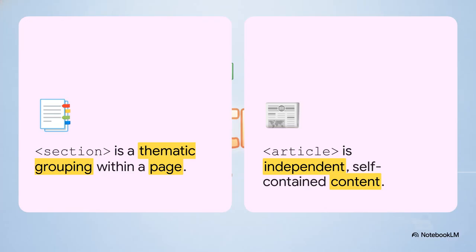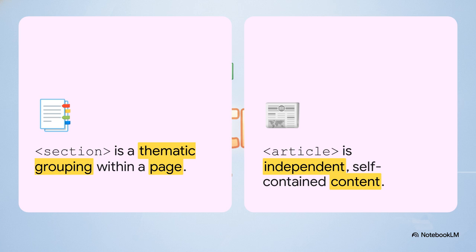So let's address a really common point of confusion directly: the difference between a section and an article. They seem kind of similar, but they serve totally different purposes. A section is a thematic grouping within a page, like a chapter in a book, or maybe a specific part of a landing page. An article, however, is for independent, self-contained content that makes sense completely on its own, like a blog post or a forum comment.